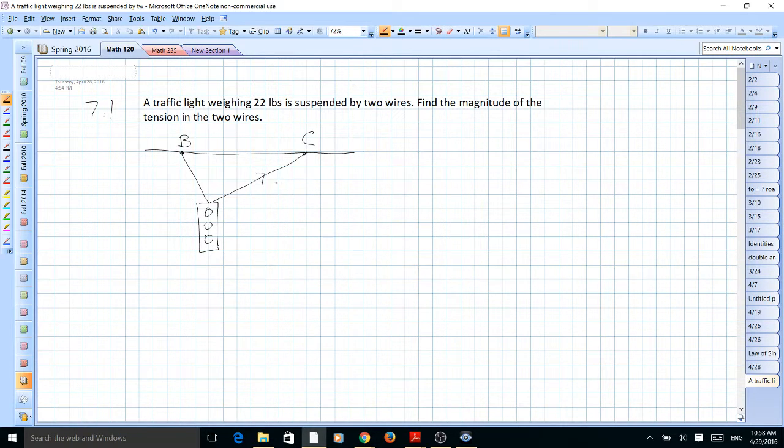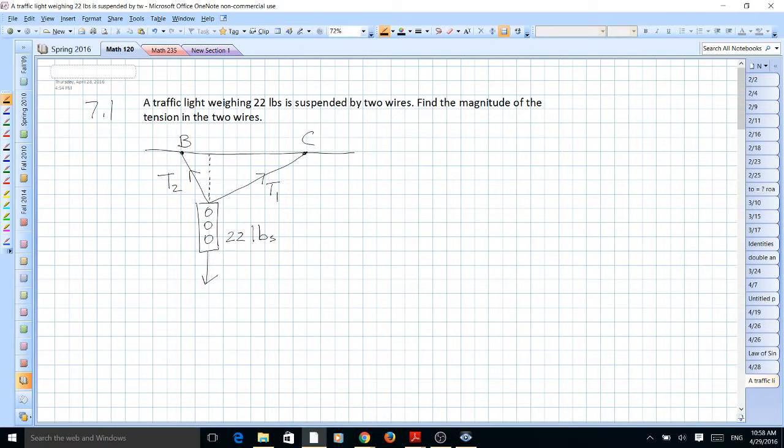So we have the first tension, we're going to call this T1, and then we have the other tension, which we're going to call T2. I'm going to label this as 22 pounds. So what I have is three forces: tension 1, tension 2, and my tension 3, which is actually known. Now this is the physics of it.